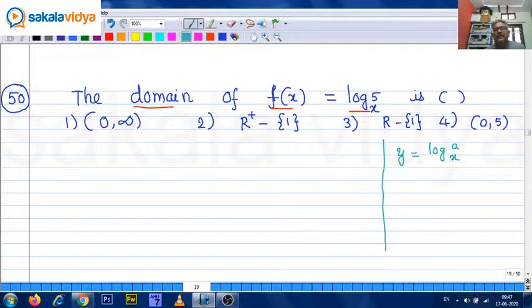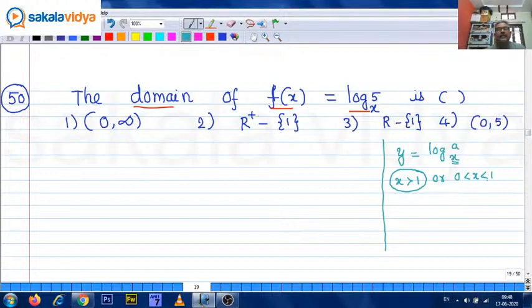You remember the base must be like this. x may be greater than 1 or x lies in between 0 and 1. If x is the base, base may be greater than 1 or base lies between 0 and 1. So what do you mean by this? x takes all the positive values, and also lies in between 0 to 1, but it's not equal to 0 and it's not equal to 1.